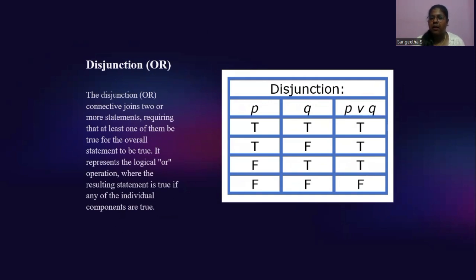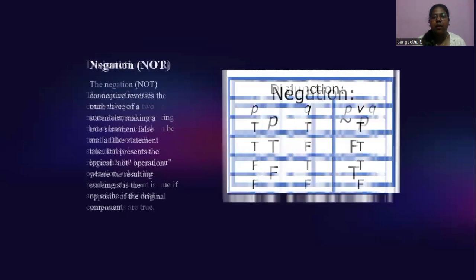Let us consider P and Q and P or Q. If P and Q are true, then the disjunction is true. If P is true and Q is false, then the disjunction is true. If P is false and Q is true, then P or Q is true. If P is false and Q is false, then the disjunction value is false. Only if both the values are false, then the OR statement is false, or else it will be true.